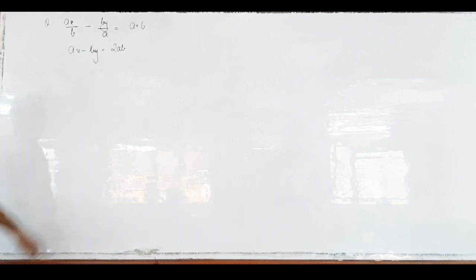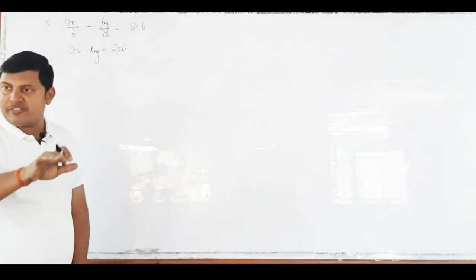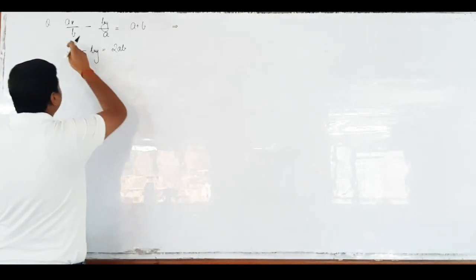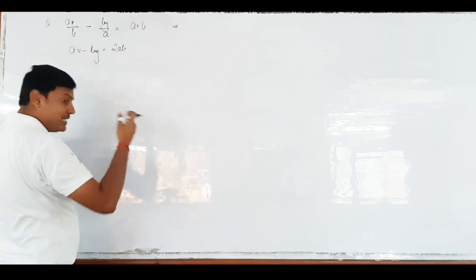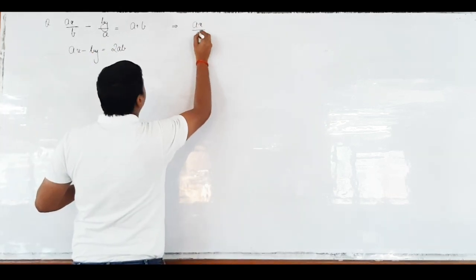Now let's see this question. As we see, the question is not in the right form. So we'll change it into the right form. First of all, what is the LCM of A and B? It's AB. So we'll multiply every expression by AB.